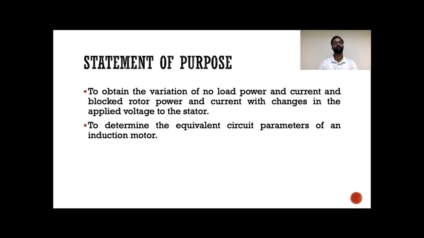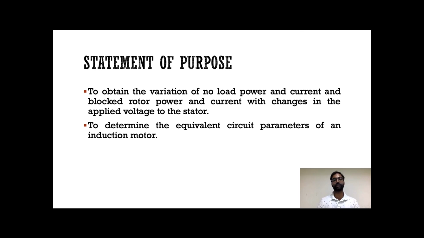Okay, so coming to the statement of purpose, what is the purpose of this experiment? To obtain the variation of power and current both at no load and block rotor condition with the changes in applied voltage to the stator. So as we change the applied voltage to the stator, we will obtain how the power and the current vary at both conditions, no load and block rotor. And second one, we will be able to determine the equivalent circuit parameters of an induction motor. The circuit parameters that are required will be found by conducting the no load and block rotor test of an induction motor.